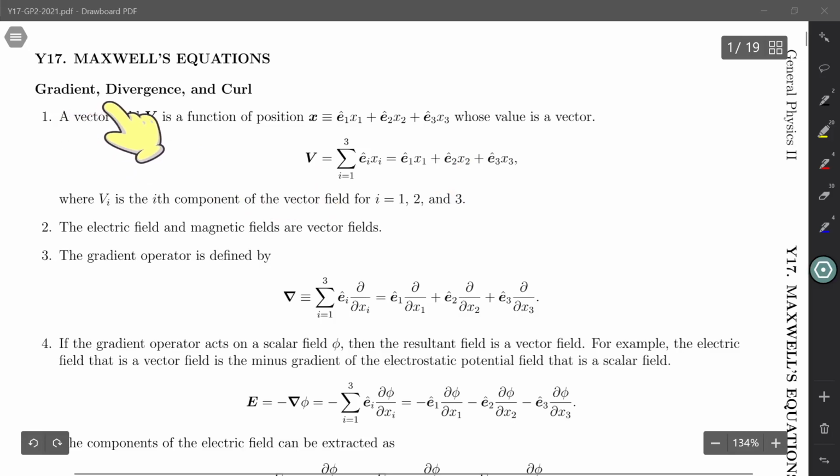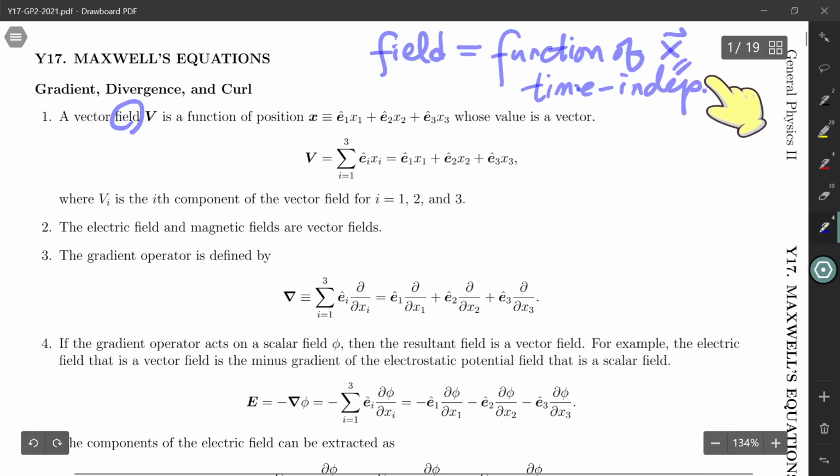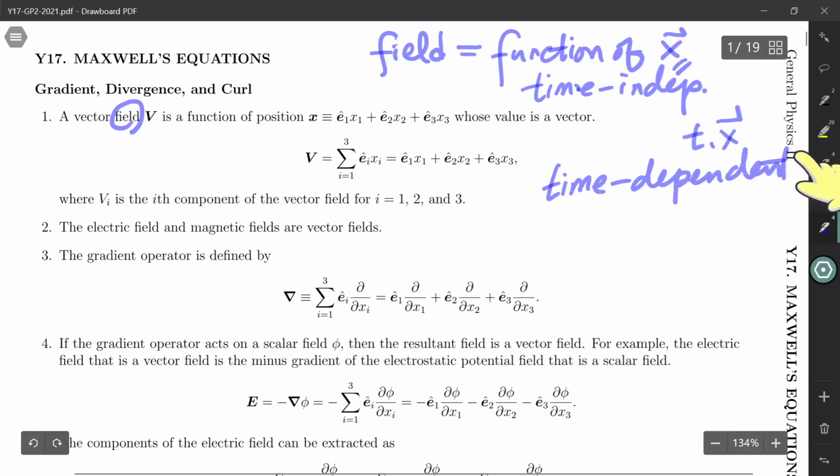First, we study the gradient, divergence, and curl. A vector field V is a function of position, like the electric field and magnetic field. The field is a function of x, where x is the coordinate, the Cartesian coordinates of the displacement vector, the position vector in space. If it depends on x only, that is a time-independent field. If it depends both on time and spatial coordinates, then we say it is a time-dependent field.